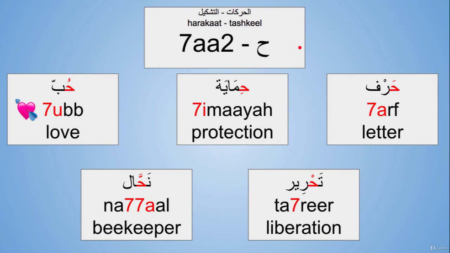Moving on to the letter ha, let's apply also the diacritics here. When we have fatha, it sounds like ha, like harf, which means letter in Arabic. And when it has kasra, it sounds like hi, for a word like himaya, which means protection in Arabic. When we have it with dhamma, it sounds like hu, for example in a word like hub, which means love in Arabic.